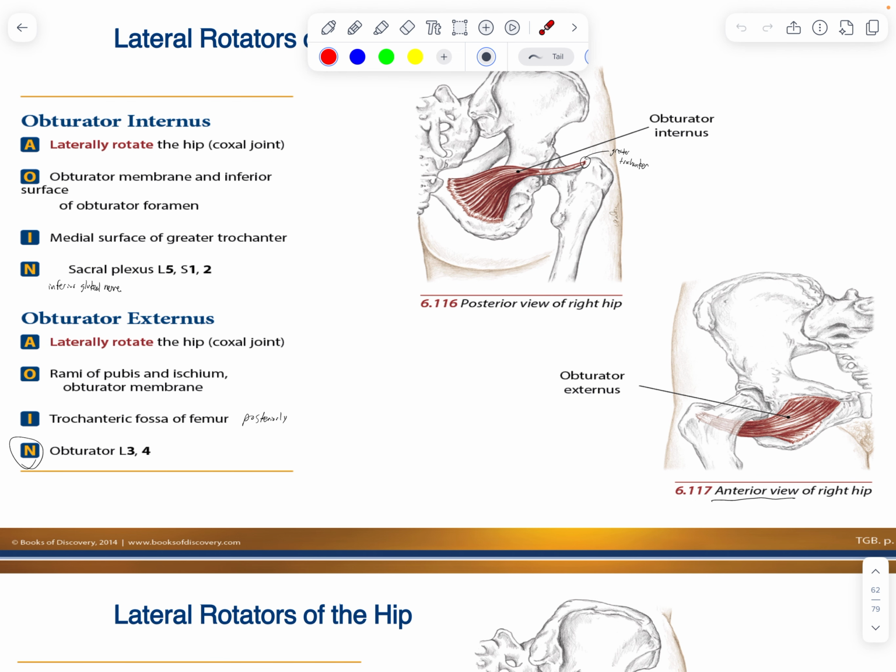Actually, you know what? This one's an obturator nerve. That's important to note. Internus, sacral plexus. Externus is the obturator nerve, and they also have different nerve innervation numbers. So this one's L5, S1, S2, and this one's L3, L4. That is important to note. Let's highlight that right there. Obturator nerve.